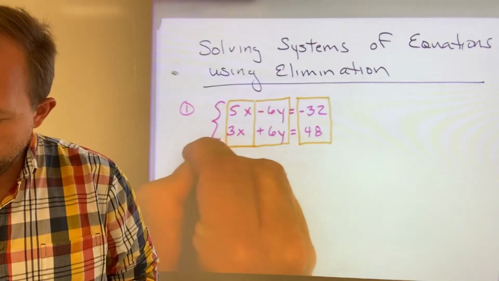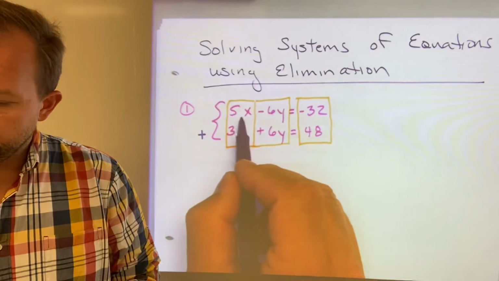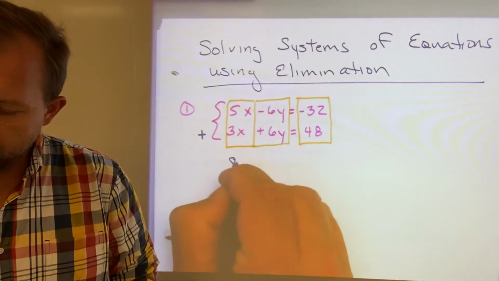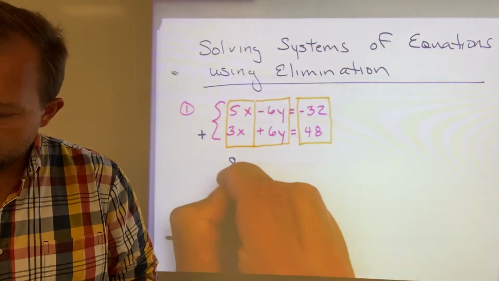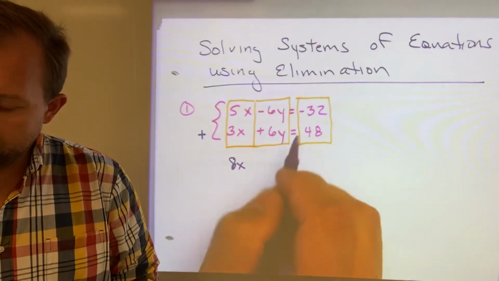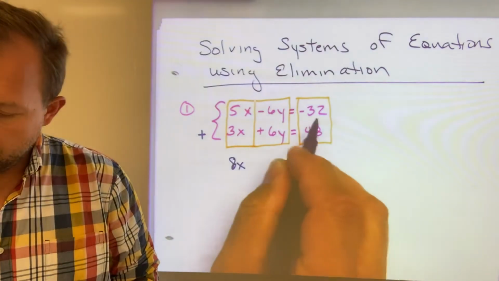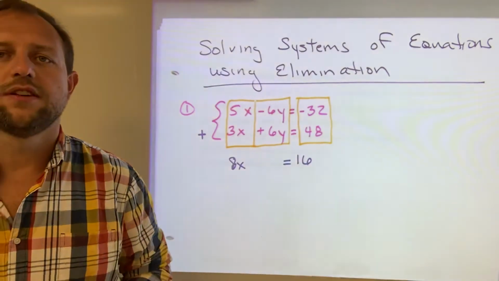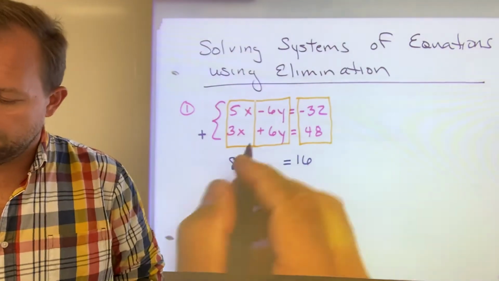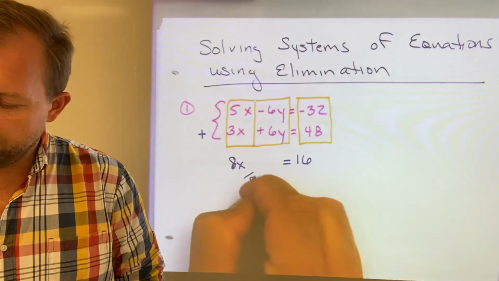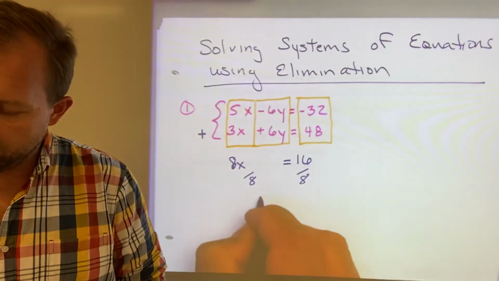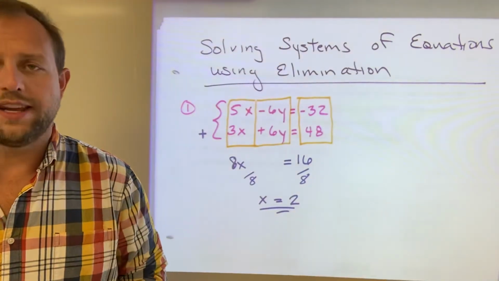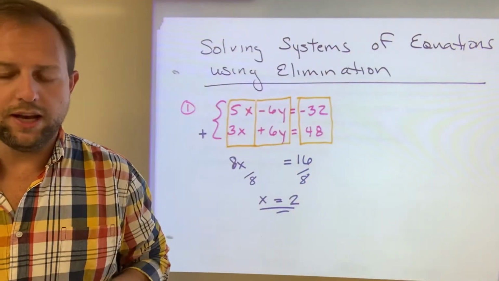And so when we add the first line to the second line, 5x plus 3x is 8x. The 6y's cancel. Negative 32 and a positive 48 give us a positive 16. We can solve this by dividing both sides by 8, and we're left with x is equal to 2. Again, we're only halfway done.